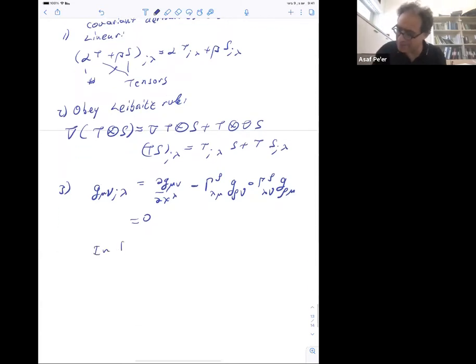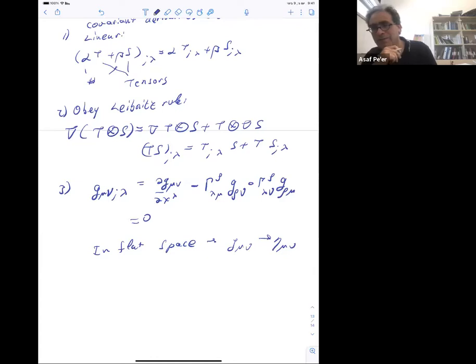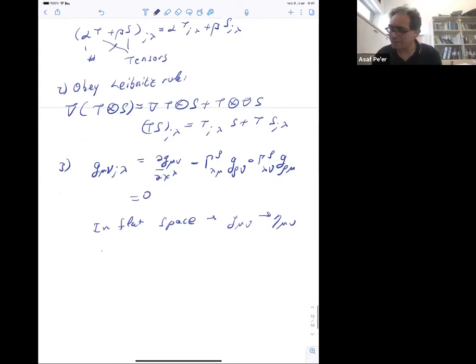So in flat space, g mu nu turns into eta mu nu. Eta mu nu is just the metric in flat space. Now, since it's flat, then the derivative is 0: eta mu nu;lambda is 0. But this is a tensorial equation.